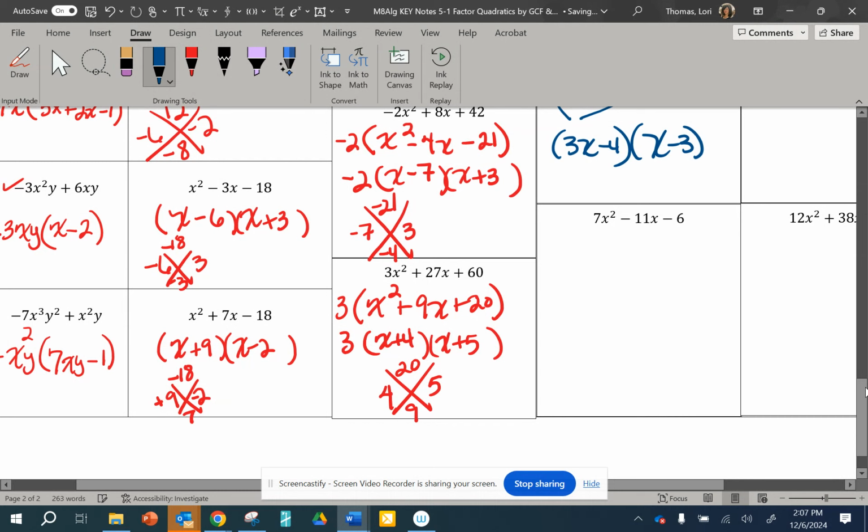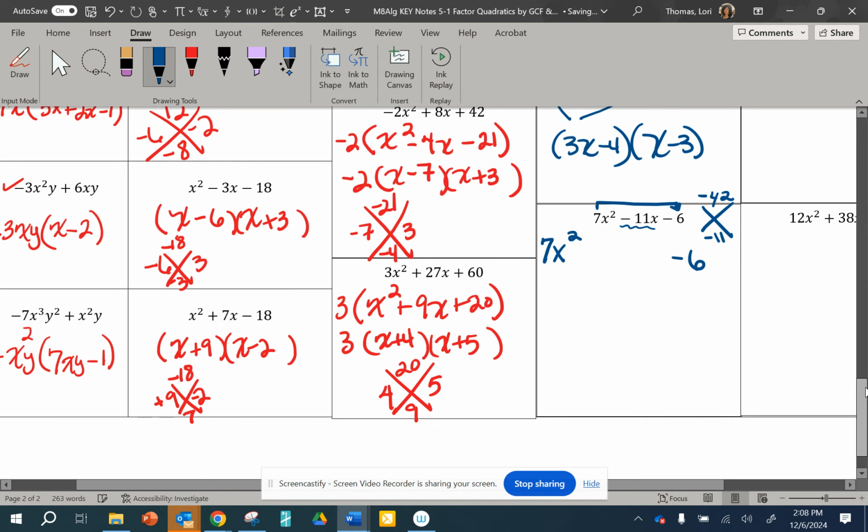Okay, our last example for this one, there's no GCF. We're going to set up to split the middle using our graphic organizer. 7 times negative 6 is negative 42. And we're going to split negative 11. Let's see. 6 and 7, that's not going to give us negative 11. So I think 14, let me check my calculator, 14 and 3, I think, is what works.